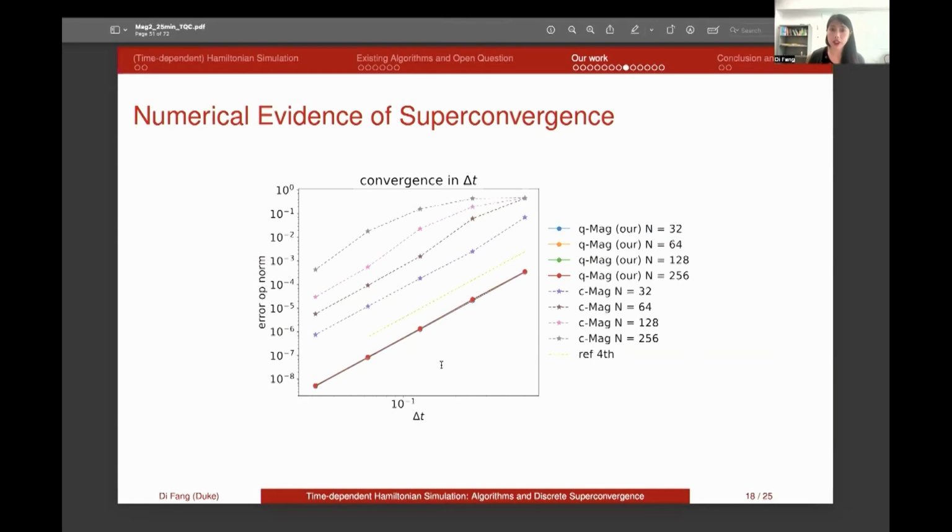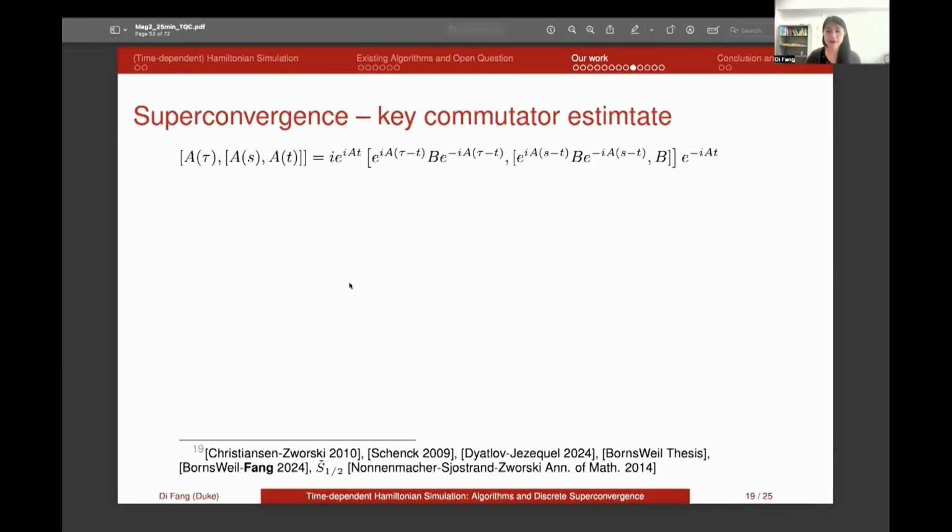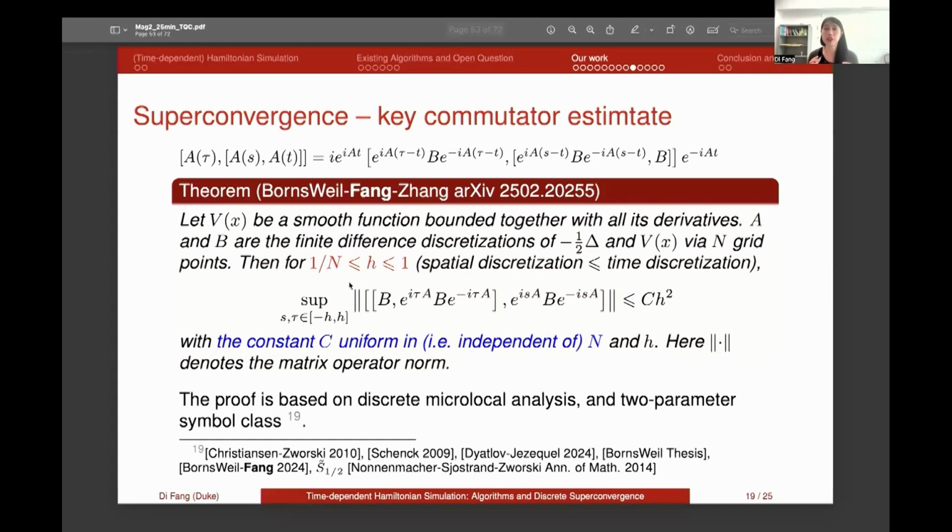Here is some numerical evidence. As you can see, now my algorithm is fourth order, so I'm comparing it with a fourth order. You can use the classical Magnus algorithm, which I'm using here, or you can use a fourth order trautorization. What you will see is that our algorithm remains uniform in terms of n, however, other types of algorithm really do not. Okay, so here comes the key commutator estimate.